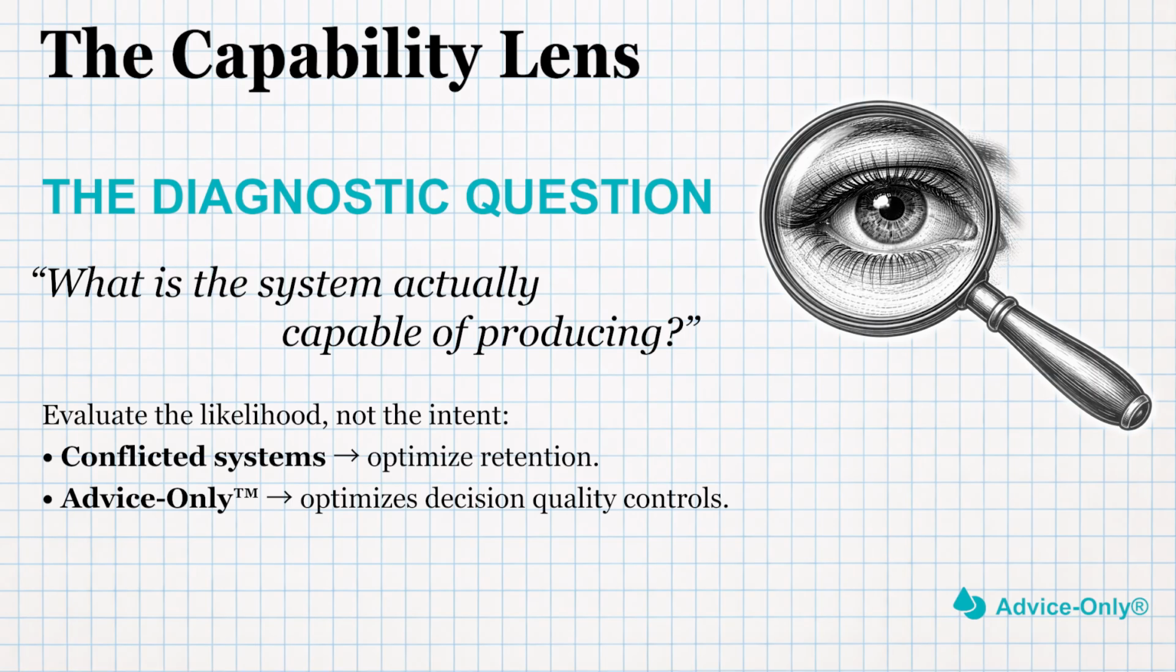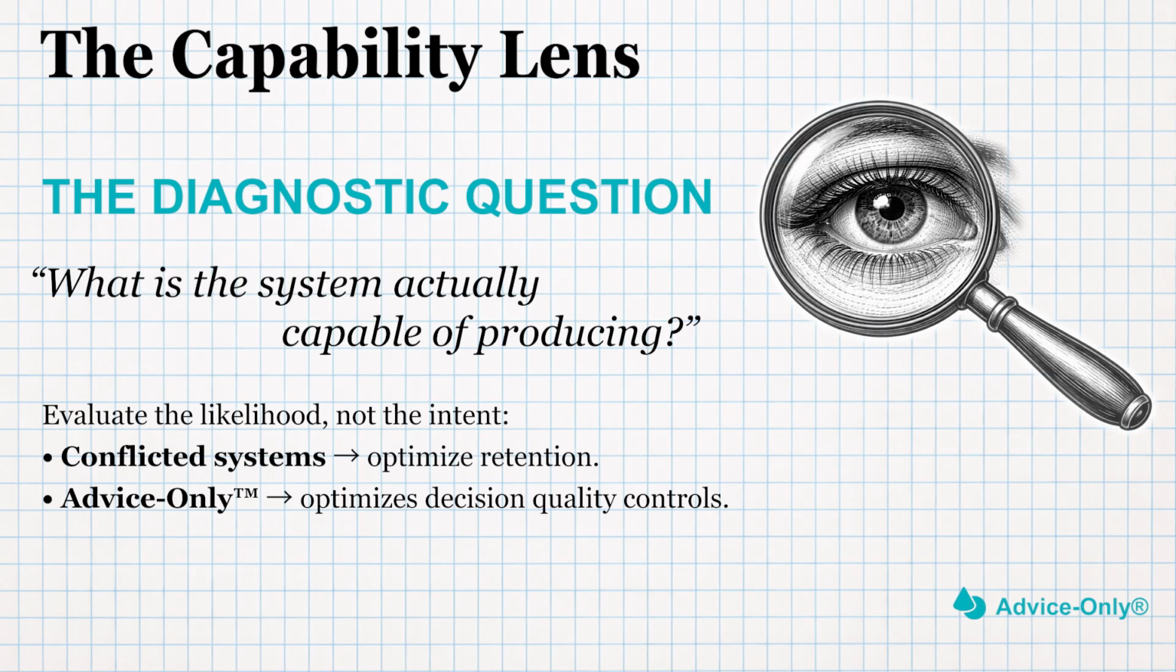The advice-only system will be naturally good at recommending whatever the math supports, even if that reduces assets, moves assets, closes accounts, or simplifies the client's financial life in ways that don't involve the advisor. That is the capability lens in action. Let me put it one more way. A system that gets paid when assets stay put will always be better at saying, "Stay invested." A system that gets paid for advice will always be better at saying, "Here is what the numbers show, regardless of what you do next."